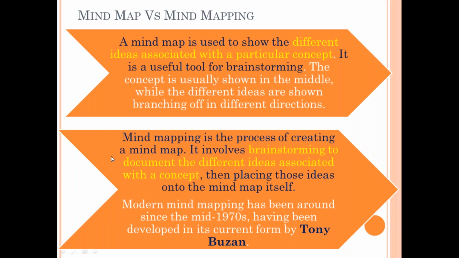Mind mapping is a process which involves two steps basically. What is the first step? You need to brainstorm. You take a particular concept, brainstorm it, discuss it, explore it, discover it, invent around it, and try to find out different ideas which are associated with that particular concept. You are documenting all the words. That is the first step.